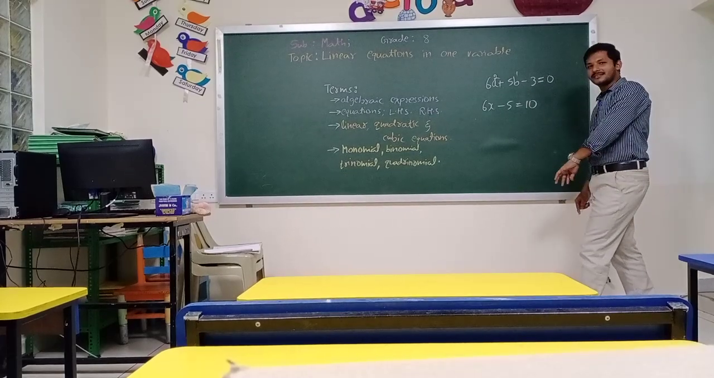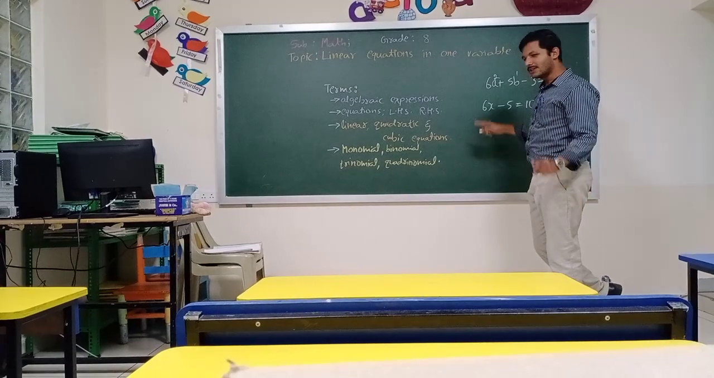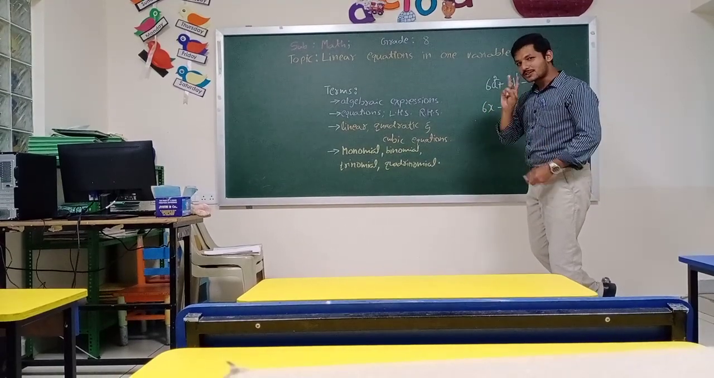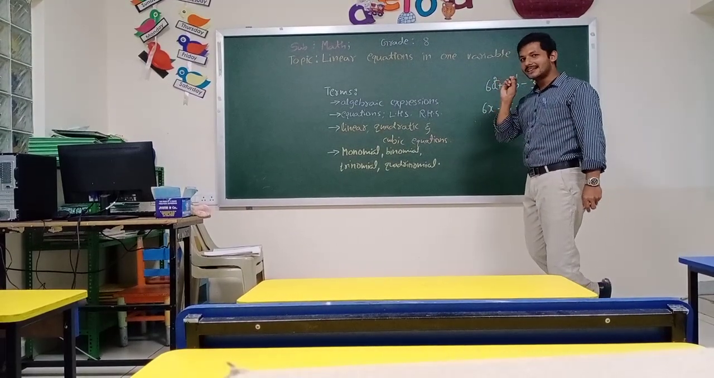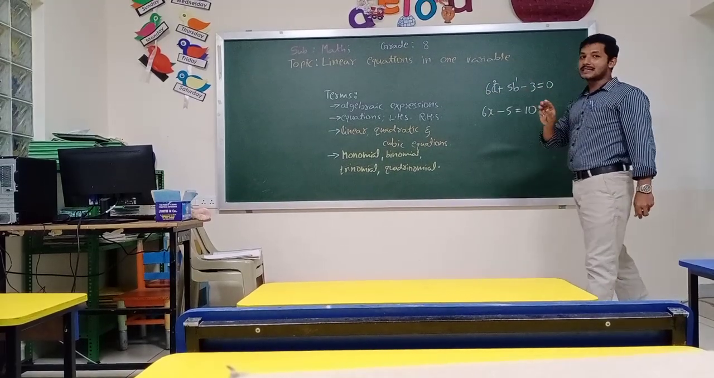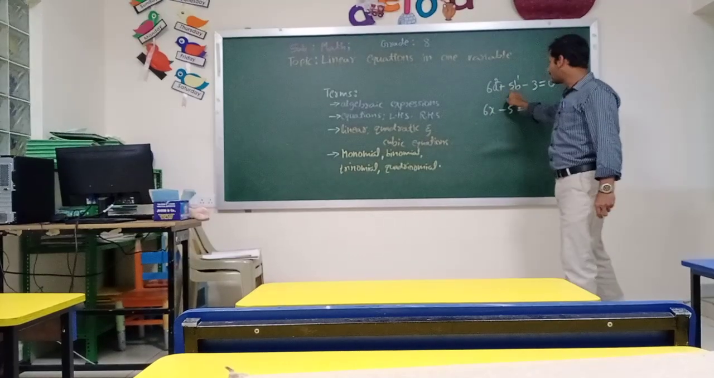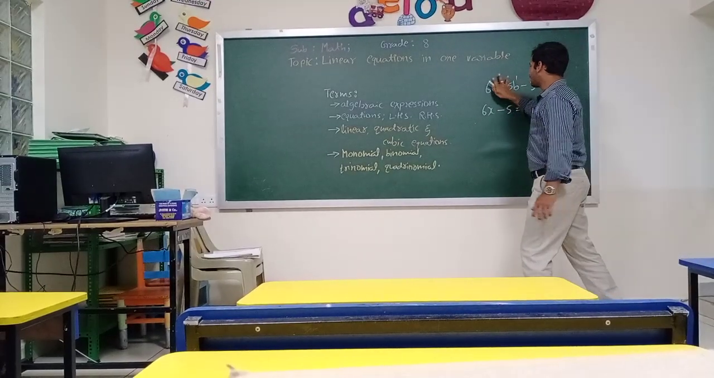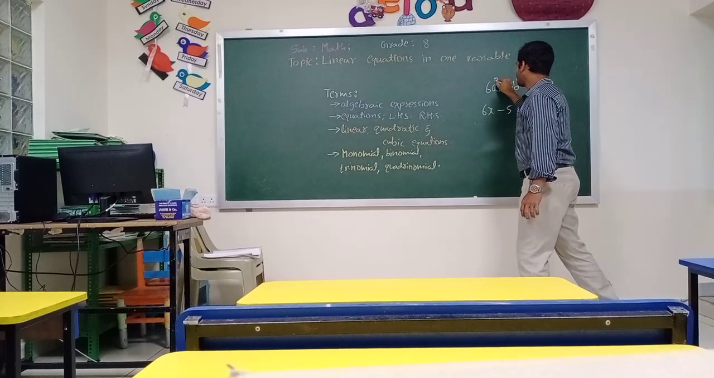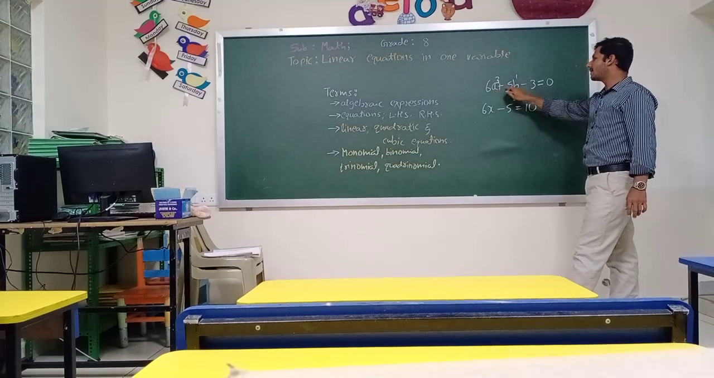What about cubic? Now you are able to tell that. If the power is 1, it is linear. If the power is 2, it is quadratic. And cubic is nothing but an equation which has the maximum power of the variable as 3. When the power is 3, we call it a cubic equation.